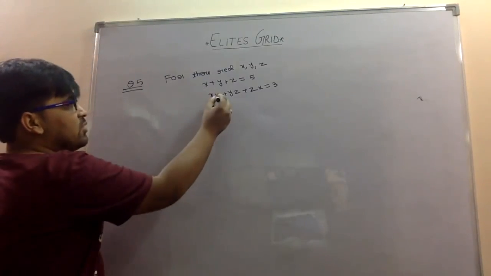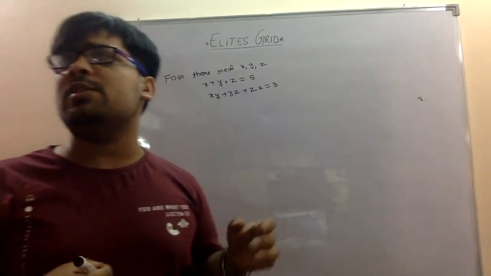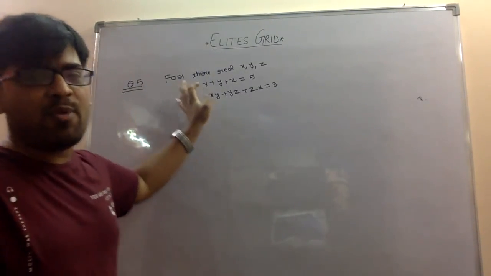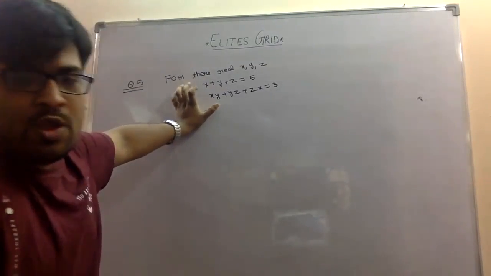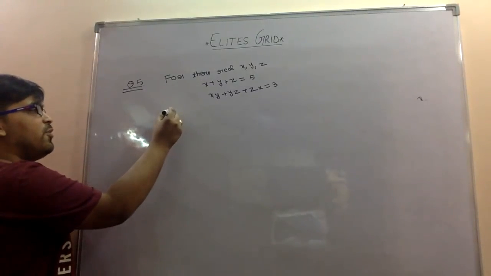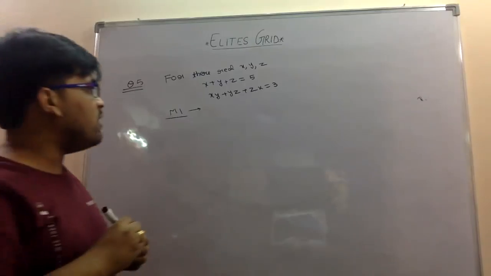and xy plus yz plus zx is equal to 3. There are many methods to tackle this question and this is really important from CAT and XAT perspective. CAT के लिए भी these type of questions are important, for XAT also. इस type के question कई बार XAT में भी आते हैं। ठीक है, so we will start discussing different methods to tackle this question. Method 1, मेथड 1 क्या है?